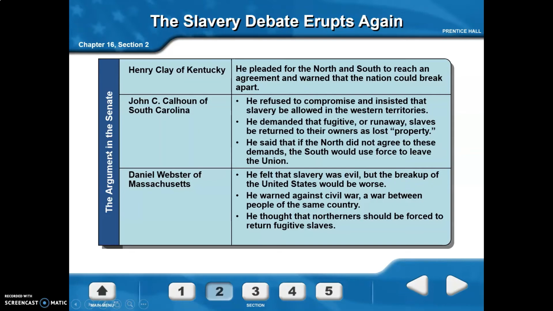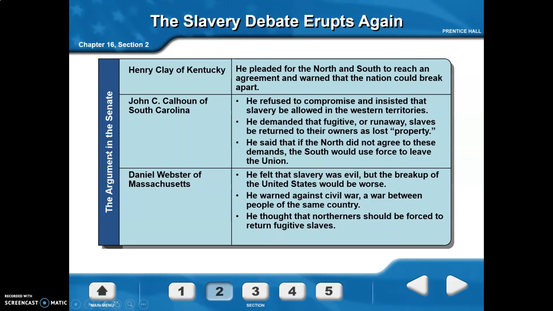So Henry Clay, we've talked about before, he's from Kentucky. He came up with the Missouri Compromise, and he also came up with the American System that we talked about a while ago. His whole idea about this argument was he pleaded for the North and the South to reach an agreement, and he warned that the nation could break apart if they did not come up with an agreement fast.